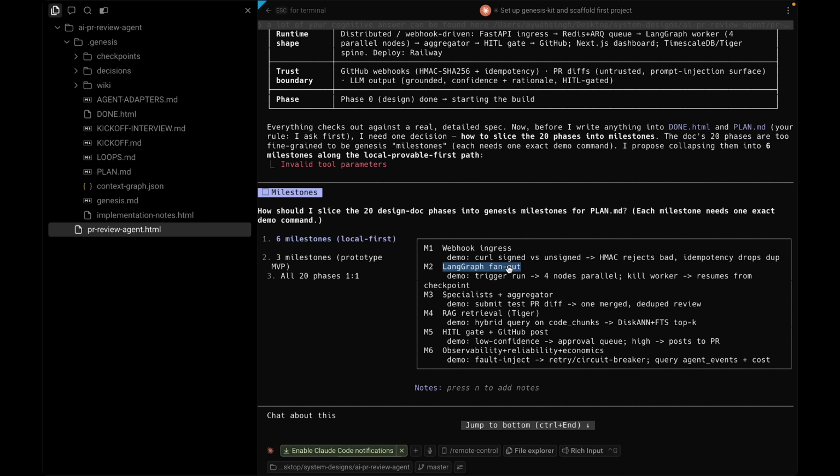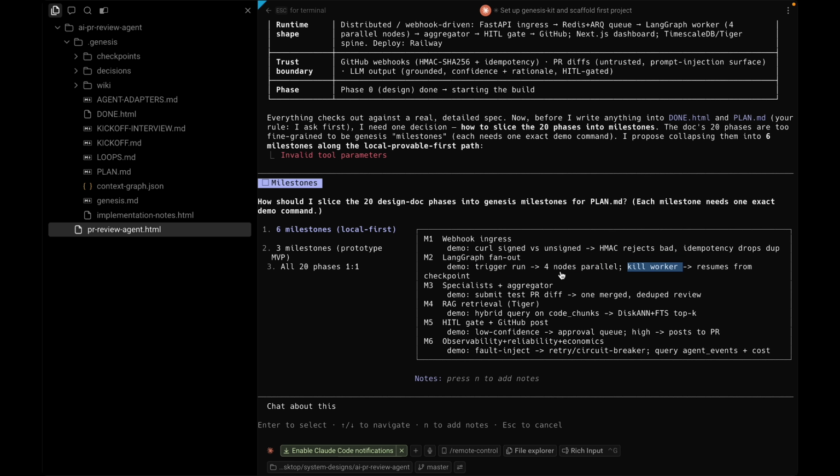Then the LangGraph demo is: trigger a run with 4 nodes in parallel, kill the worker, and resume from the checkpoint. So basically, run the nodes in parallel, kill the worker, and then see if it resumes from the checkpoint as well. So that is another one. Specialist PRs aggregator: submit a test PR, the different ones merged, one merged PR distributed. RAG retrieval: hybrid query on code chunks, and all that. Then observability, fault inject, and all that, which is again amazing.